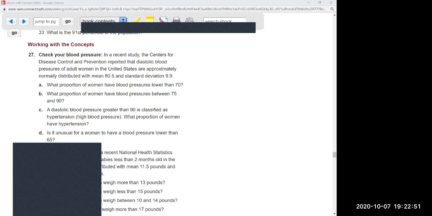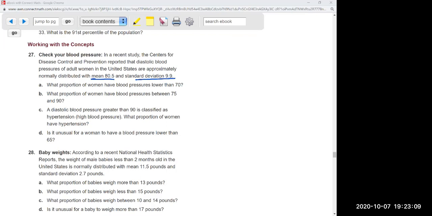Okay. All right, so 27, check your blood pressure. In a recent study, the Centers for Disease Control and Prevention reported that the systolic blood pressures of adult women in the United States are approximately normally distributed with a mean and standard deviation given, mean 80.5, standard deviation 9.9. Letter A. Look at the question. What proportion of women have blood pressures lower than 70?